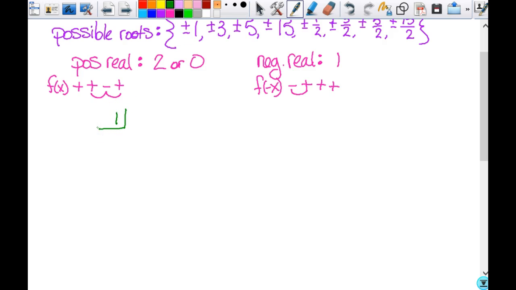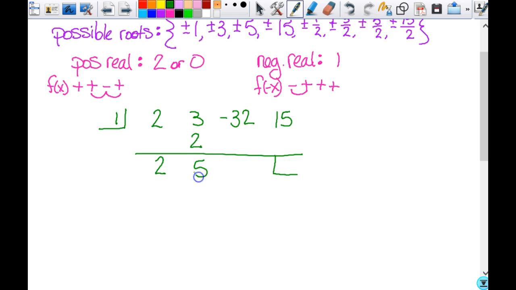So positive 1, and then what goes across the top, because I can't see my function anymore. 2, 3, negative 32, and 15. So I bring this 2 down. 1 times 2 is 2. That gives me 5. 1 times 5 is 5. That gives me a negative what? 27. 1 times negative 27 is negative 27. You get negative 12. So is 1 one of the roots? No, it is not. But I do know that f of 1 is negative 12. Maybe that helps me in something else, but it doesn't. So 1 does not work.